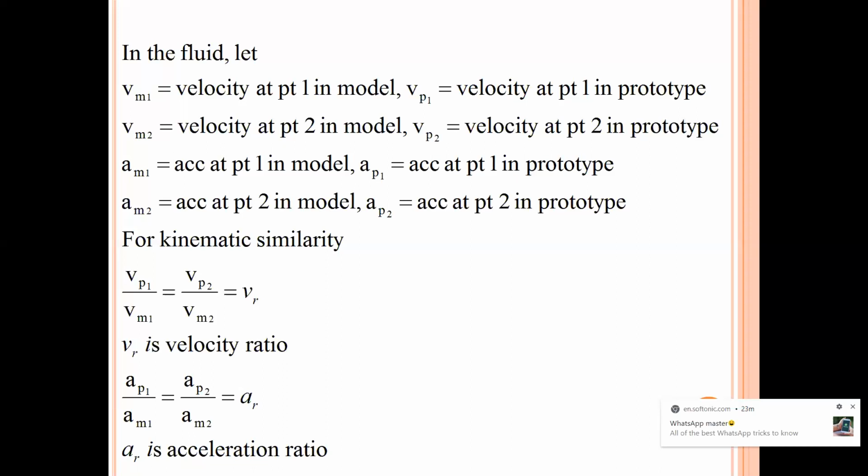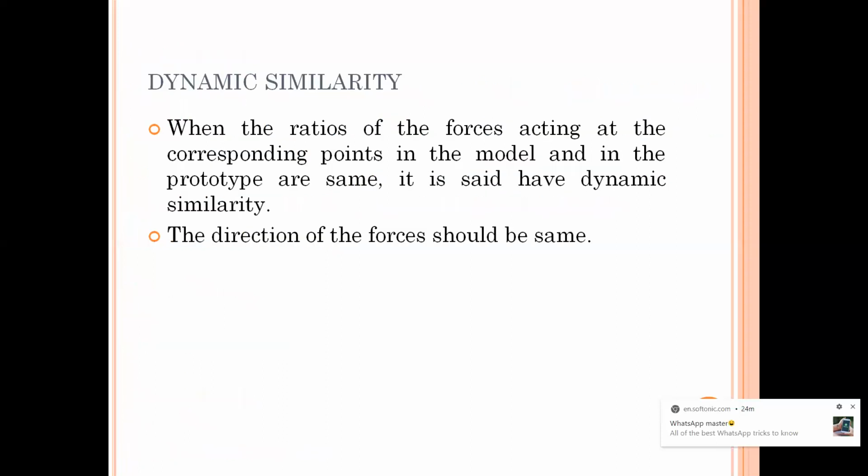Now coming to acceleration, again the same thing. Acceleration of prototype at 1 divided by acceleration of model at 1 should be equal to the ratio of acceleration of prototype at 2 divided by acceleration of model at 2, and the ratio is called the acceleration ratio. So this is your kinematic similarity.